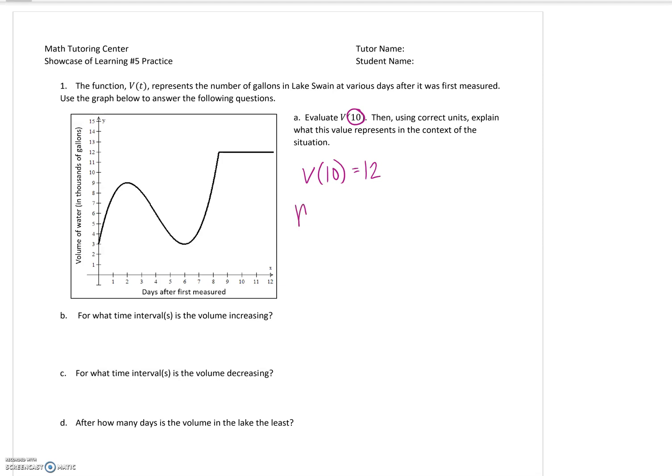So you would say, at day 10, there are 12,000, and they can either put 3 zeros or write the word thousand. There are 12,000 gallons of water in Lake Swain. There's no such thing as Lake Swain. Mrs. Swain thought she was being cute when she made this, and she named a lake after herself.